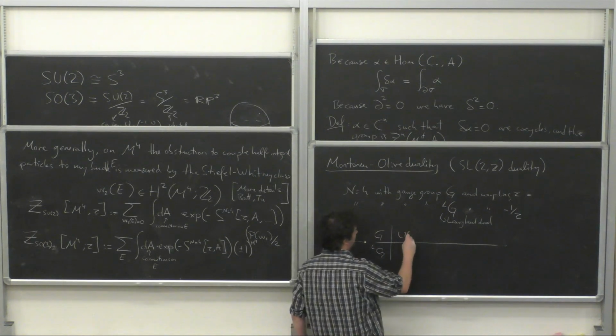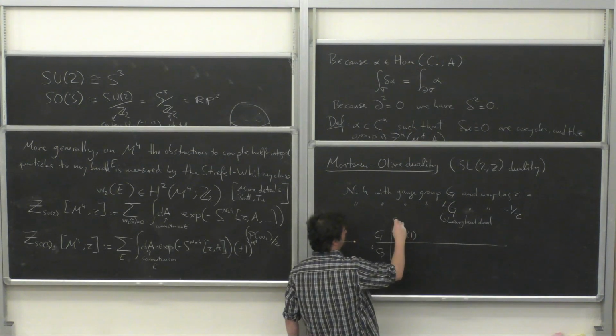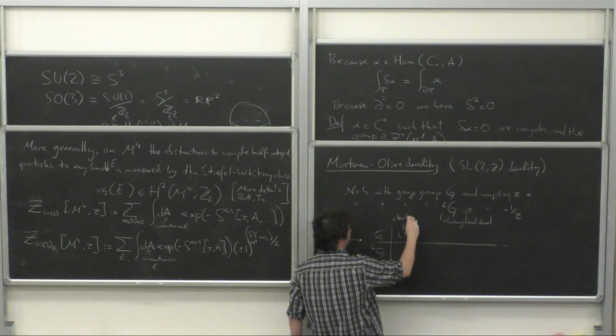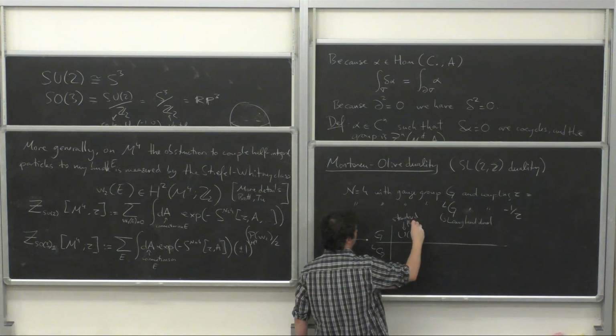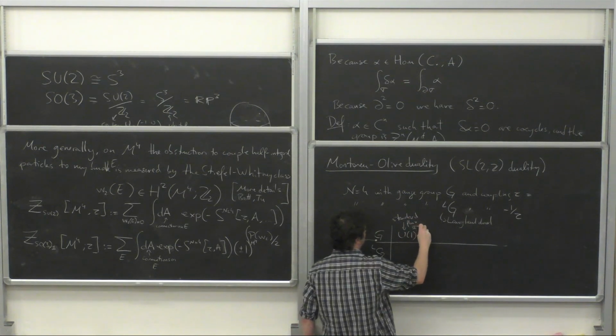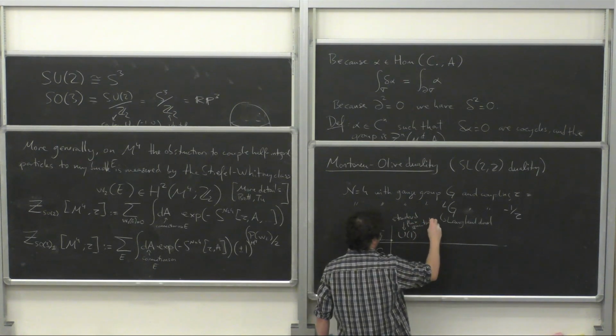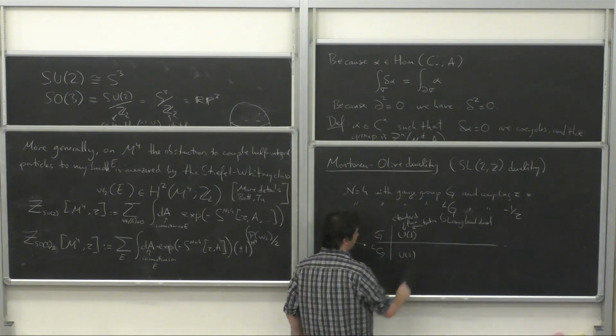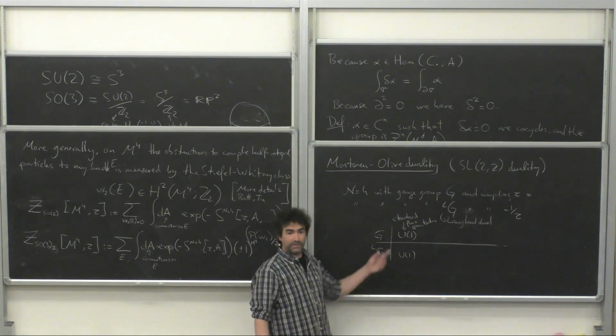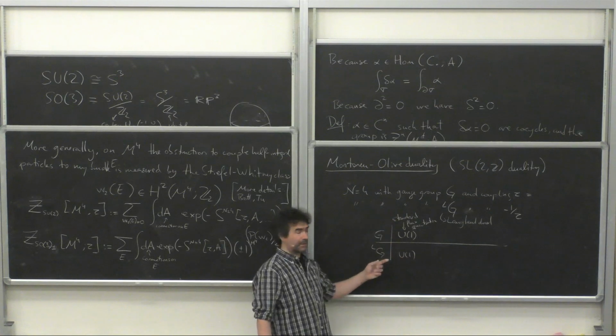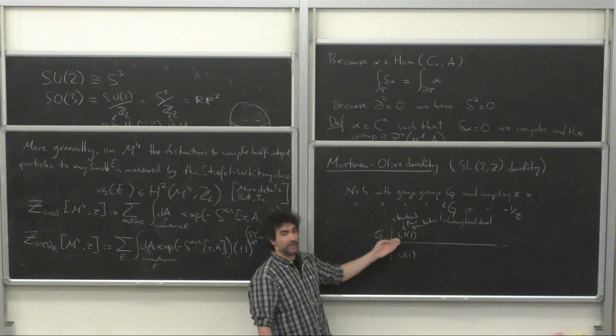For example, for U1, with the standard quantization, the dual is U1 again. So U1 we say is self-dual. That's something that I actually proved during the lectures, right?